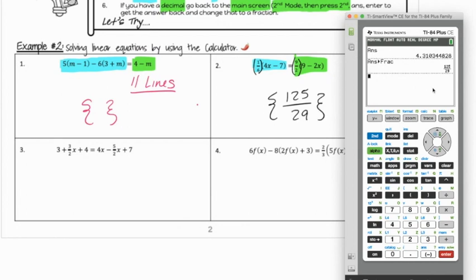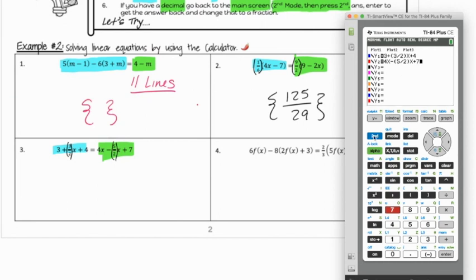Okay, let's try number 3. So for number 3, we have our front piece and we have our back piece. I have fractions, so I'm going to put extra parentheses around them. And I'm going to input this into y equals. So I'm going to do that and you guys try it too. All right, so I've input both expressions in there again. Notice my parentheses around those fractions. I'm going to press zoom 0.